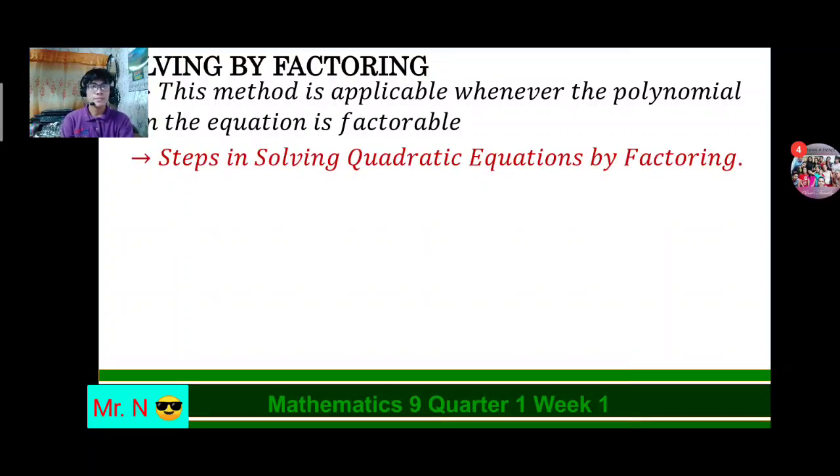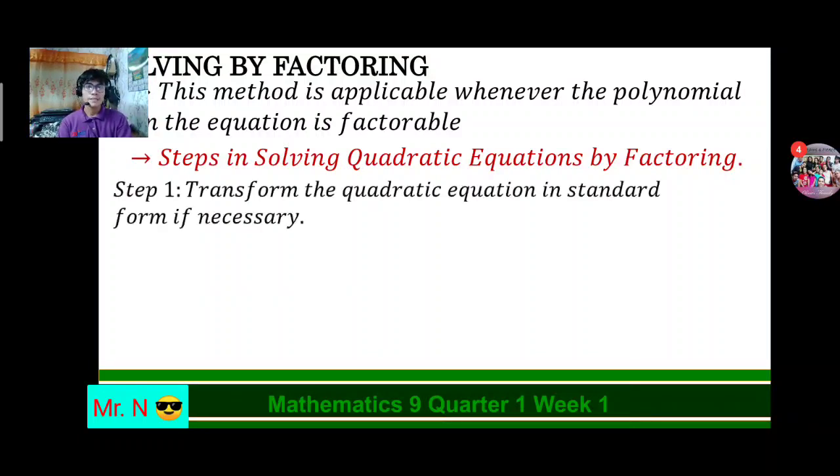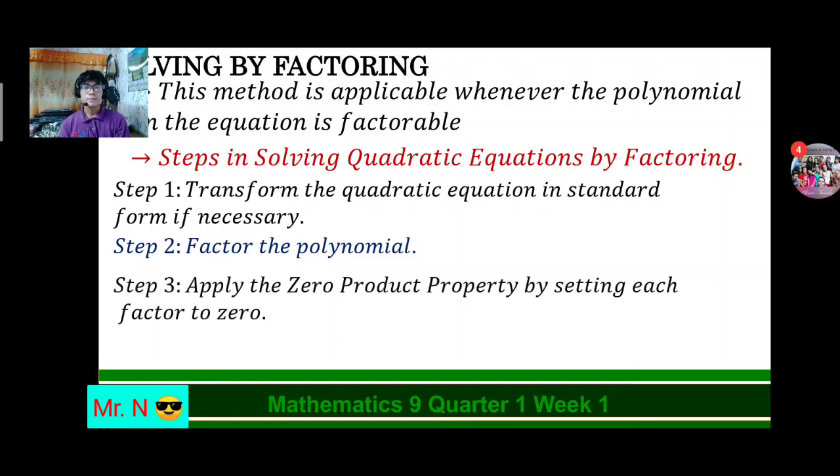Now let's have the steps in solving quadratic equations by factoring. Step number 1. Transform the quadratic equation in standard form if necessary. So take note, kailangan lagi naka-standard form. Pag sinabing standard form, ax squared plus bx plus c is equals to 0. Then step number 2, factor the polynomial. So doon na kayo magka-factor. Step number 3, apply the zero product property by setting each factor to 0. In this step, you're going to equate each factors to 0.